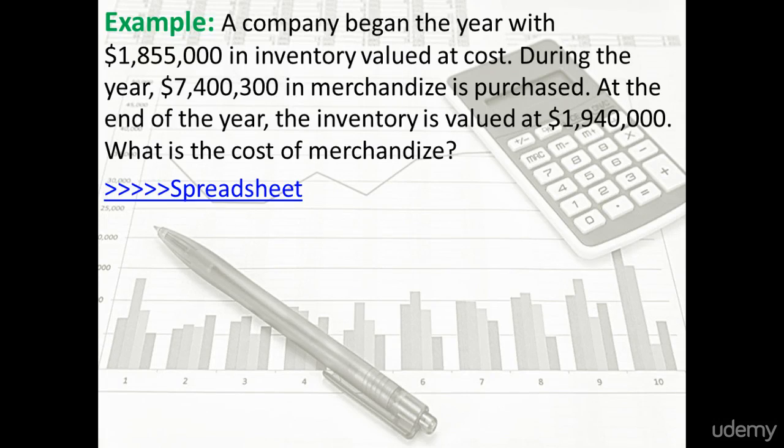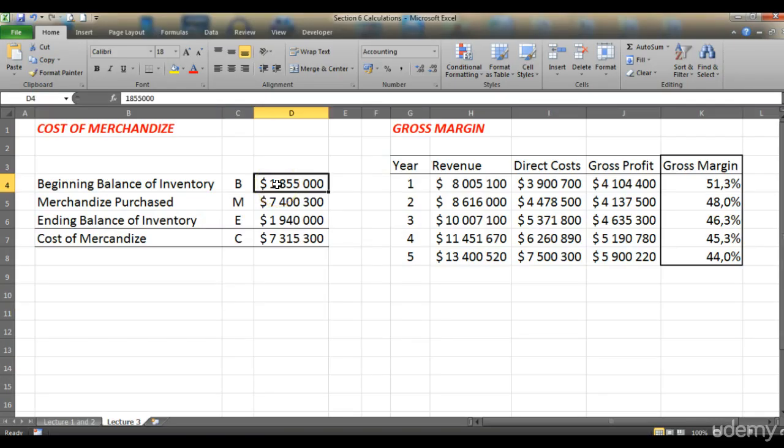Let's see this example on a spreadsheet. Here is the data: beginning balance of inventory, merchandise purchased during the year, and ending balance of inventory. And the formula is beginning balance of inventory plus merchandise purchased minus the ending balance of inventory. And here is the result. The net cost of merchandise is lower than purchases because inventory is higher at the end of the year. If inventory levels are lower at year end than at the beginning of the year, the cost of merchandise will be higher than the year's purchases.